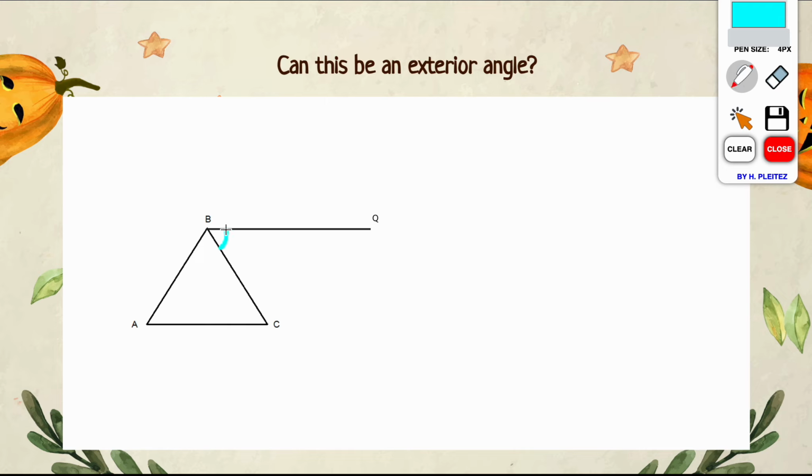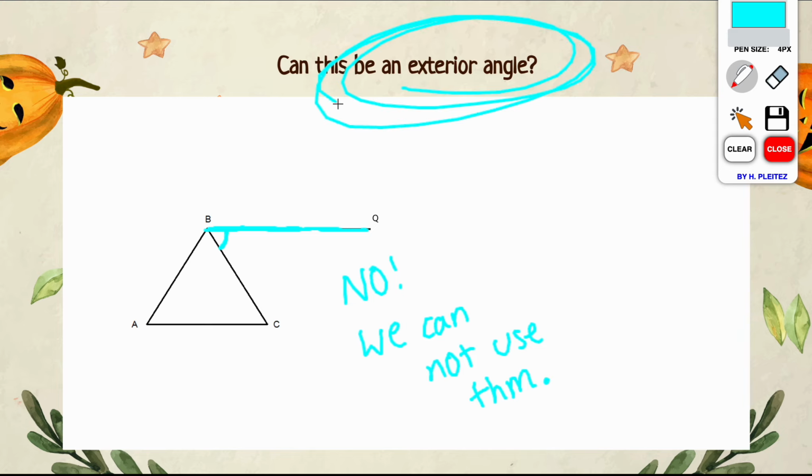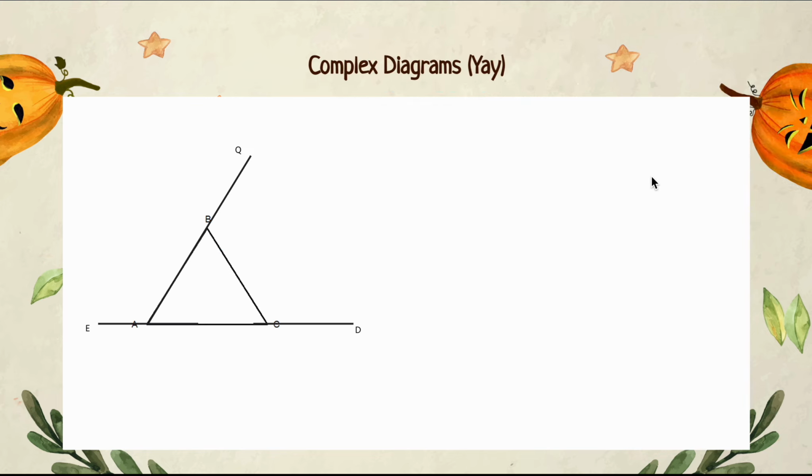We cannot use the exterior angle theorem here because the side that's being used to form the angle is not extended from our triangle. So no, we cannot use the theorem here. So don't get tricked in situations like this. Make sure, if you're using the exterior angle theorem, make sure that the angle is being formed from extending one of the sides of our triangle.